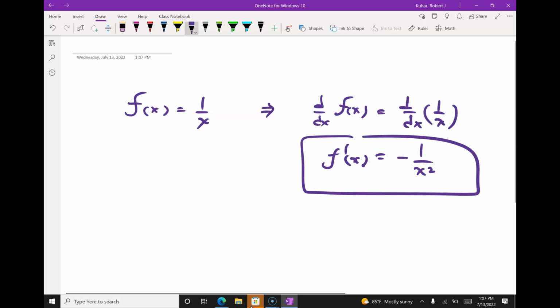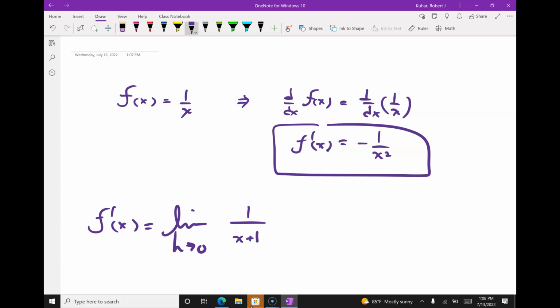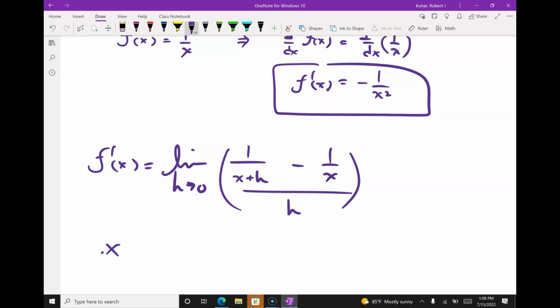Good, let's do it the long way. Ready? The limit as h goes to 0 of what? 1 over what? X plus h minus 1 over x, all divided by h. On your mark, set, go. So star is 1 over x plus h minus 1 over x, all divided by h.